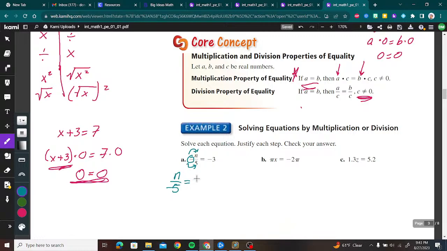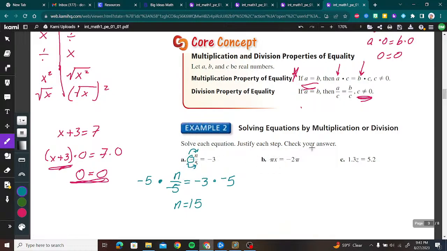So we've got n over -5 equals -3. Multiply both sides by -5. -3 times -5 is 15. You can check this out. 15 divided by -5 is -3, and that is negative, so that means that works.